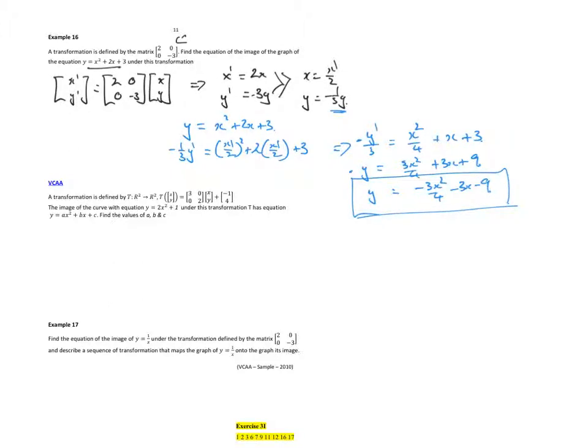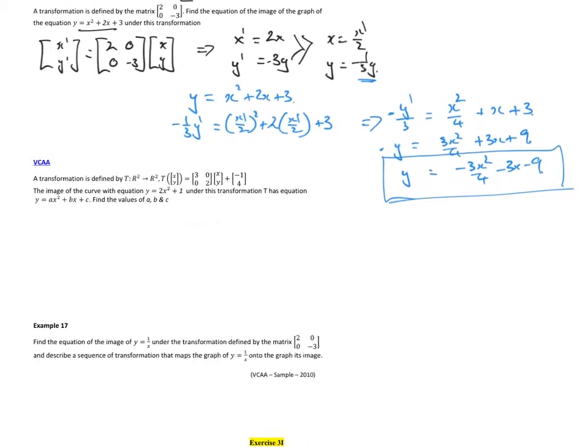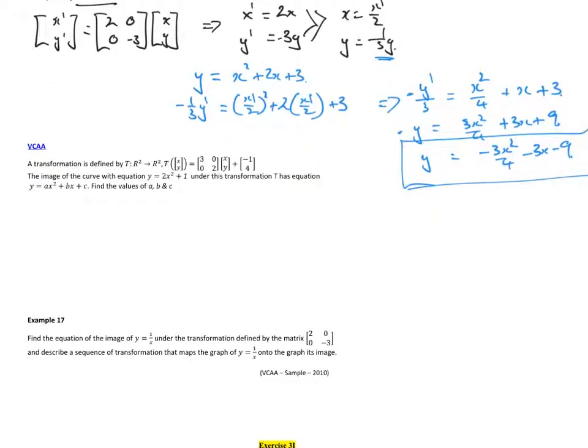So let's move on to a VCAA past paper question. It's a similar sort of thing, really. We've got the transformation there that is being described by our matrix. And so we're going to need to work out what my x dashed and y dashed is. Let's get it a little bit bigger first.